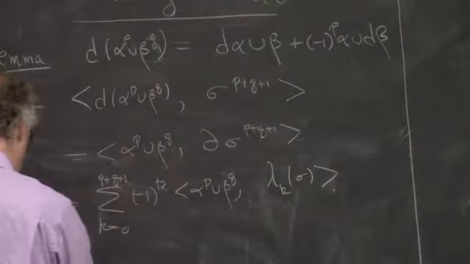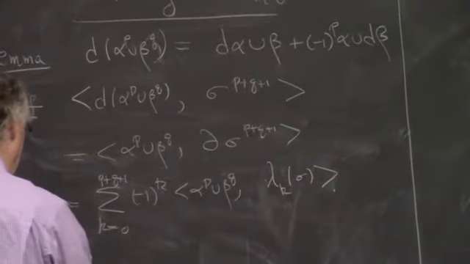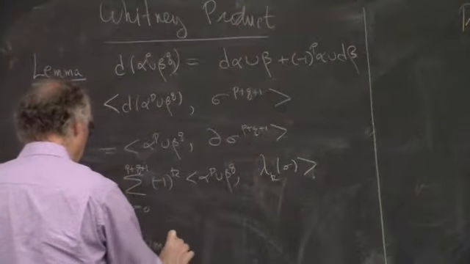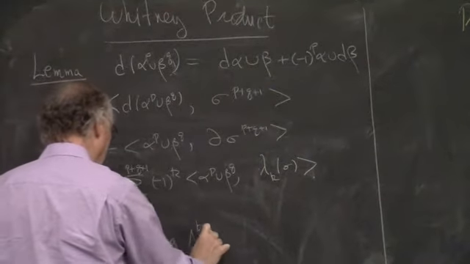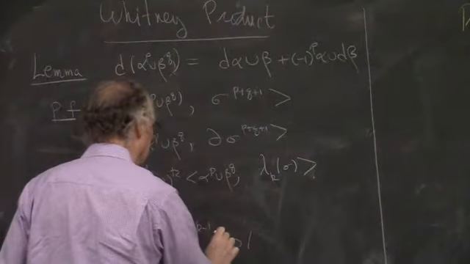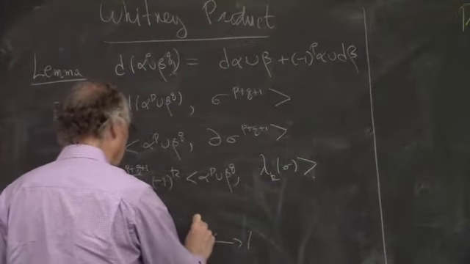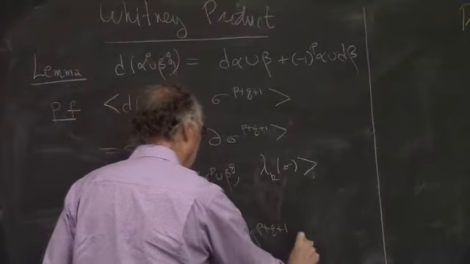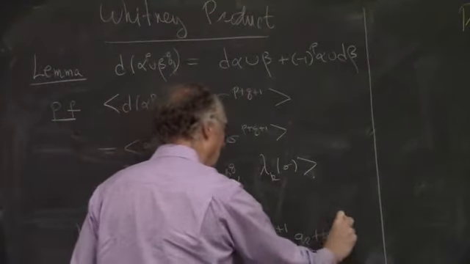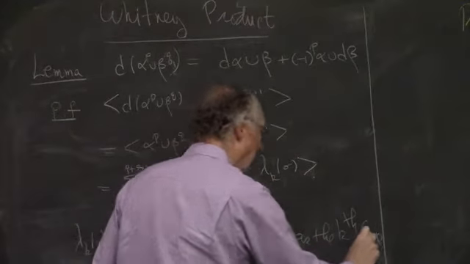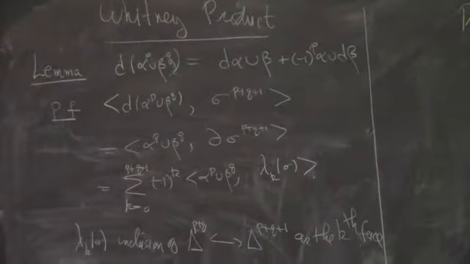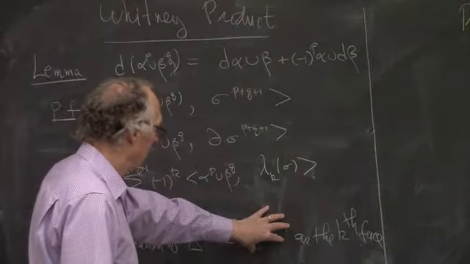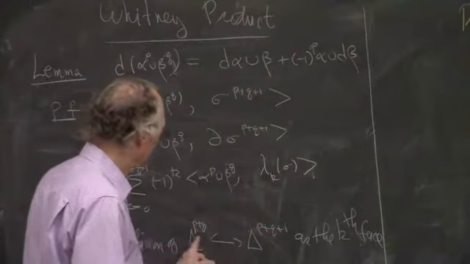So lambda k of sigma is the inclusion of delta p plus q into delta p plus q plus 1 as the k face. So the vertices map in a strictly monotone way, skipping k.